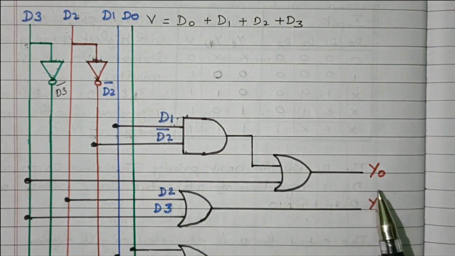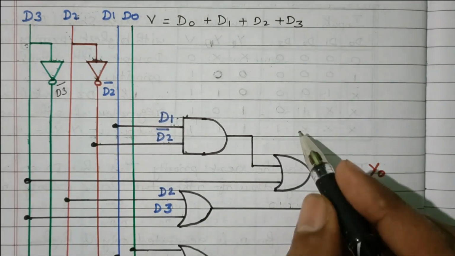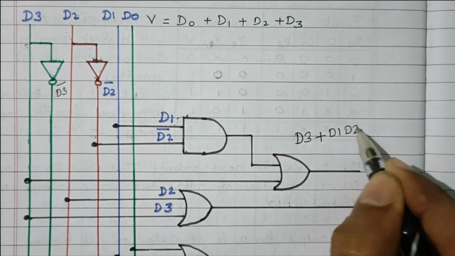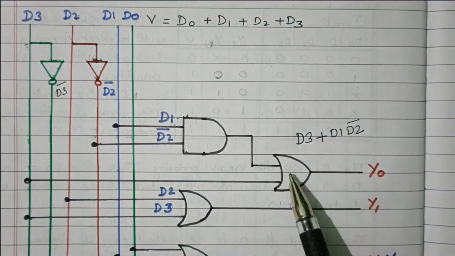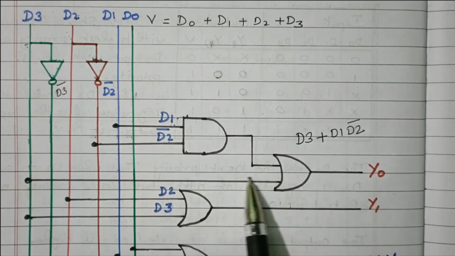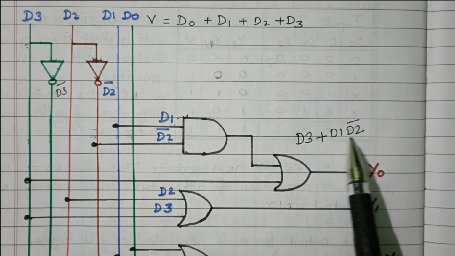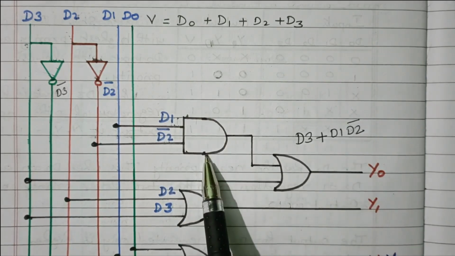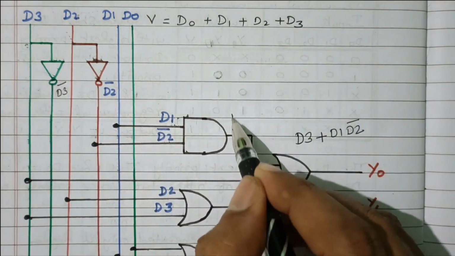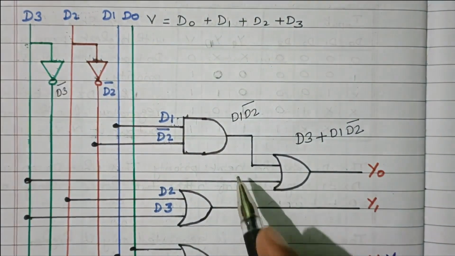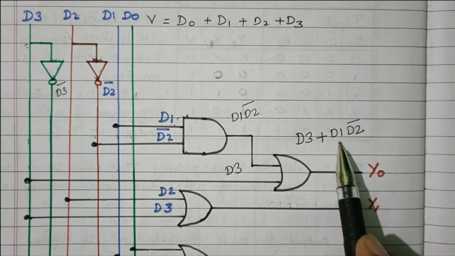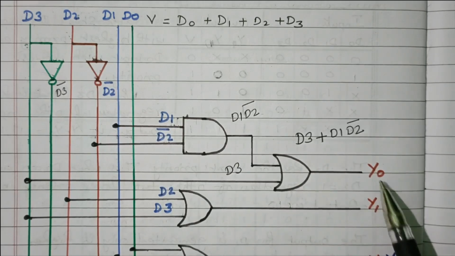Right. First we will see Y0. What is Y0? Y0 is nothing but D3 plus D1, D2 dash. So here we need one OR gate. One input is D3, so D3 is connected. Another input is D1 into D2 dash. Further we need one more AND gate. So D1 is connected, D2 dash is connected. So here we will get D1, D2 dash. Here D3 is available. Now these two are added together, D3 plus D1, D2 dash. So we will get the output as Y0.